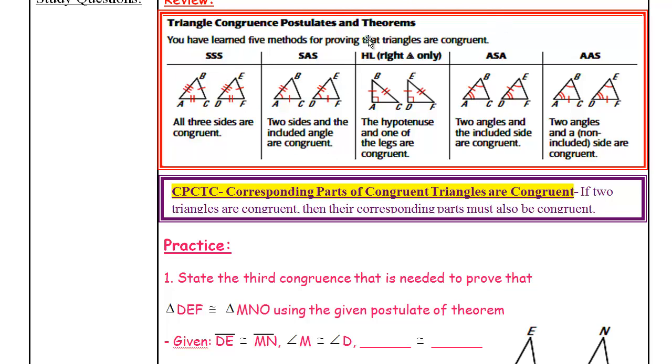And here they are all listed here. So this chart right here might be something that you want to earmark or write again in your notes, or make sure that you have this handy. These are the 5 methods that we have. These are the only 5 methods that there are in order to prove that 2 triangles are congruent. So we have the ones we learned yesterday, SSS, SAS, hypotenuse, leg, and then the new ones we've added, ASA and AAS.